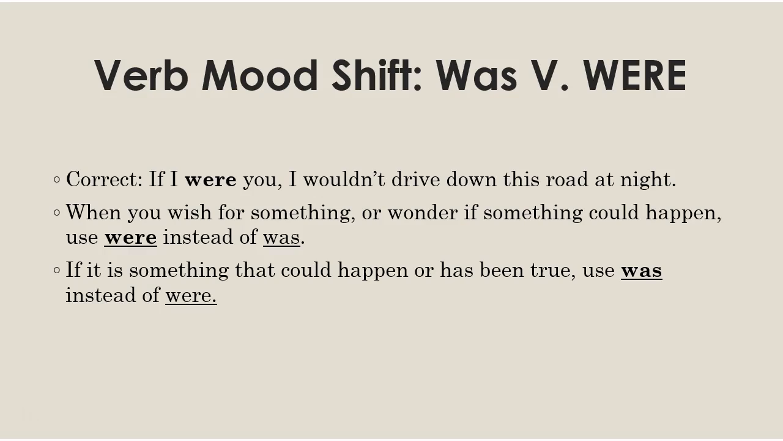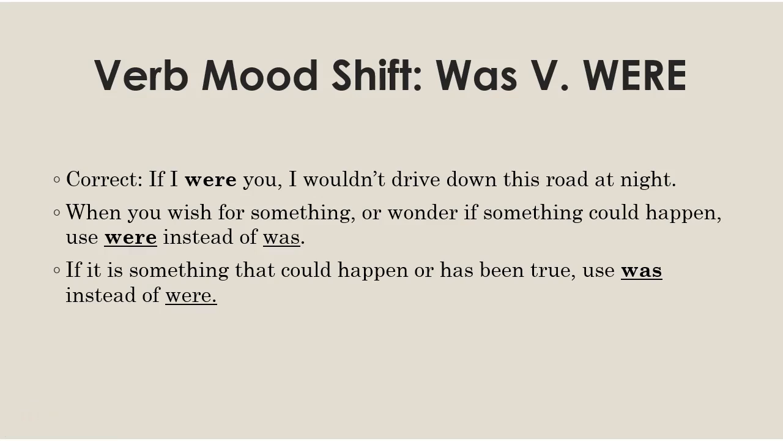That's because there are two different rules for was and were. When you wish for something or wonder if something could happen, so you're thinking about the future, you're going to use were. And as you should know by now, was is the past tense of the verb to be, and is. So if it's something that has already happened, you would use was instead of were. I'll give you a few minutes to write that down, and feel free to pause the video to make sure you get all the notes. Again, you're writing down the second and the third bullet.